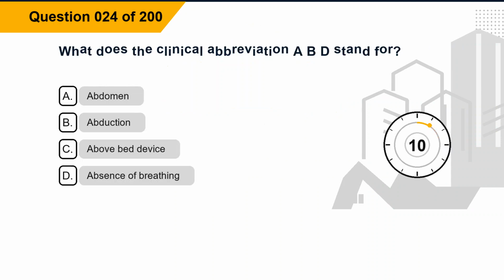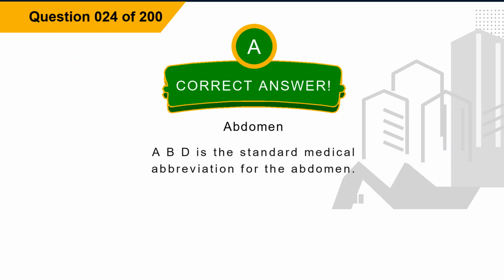Question 24. What does the clinical abbreviation ABD stand for? Option A, abdomen. Option B, abduction. Option C, above bed device. Option D, absence of breathing. The correct answer is option A, abdomen. Explanation. ABD is the standard medical abbreviation for the abdomen.